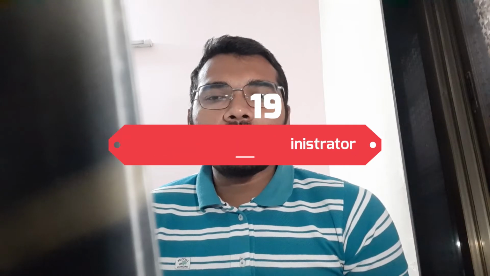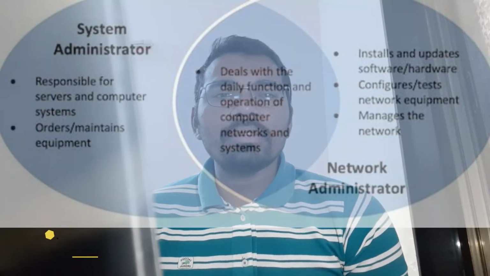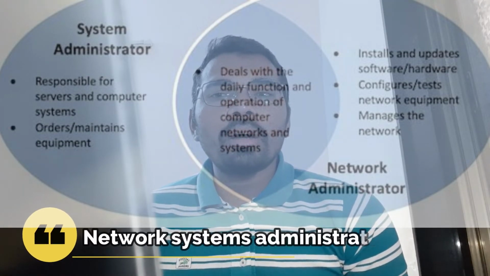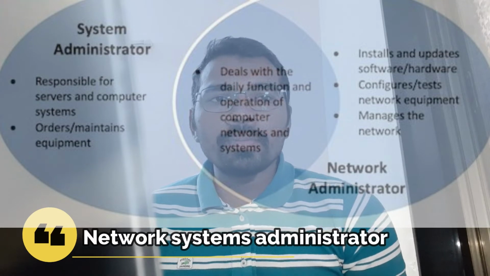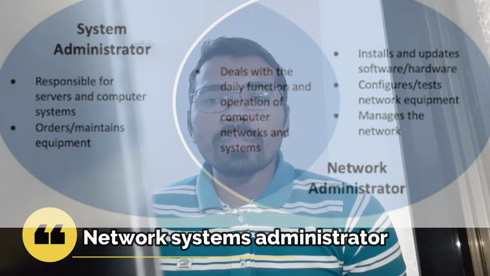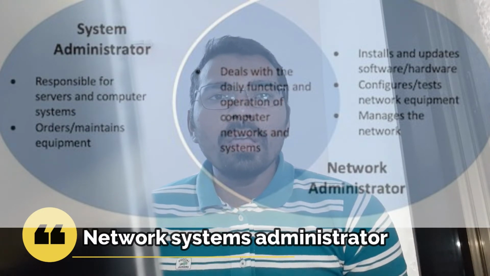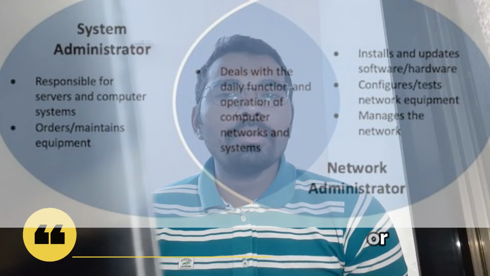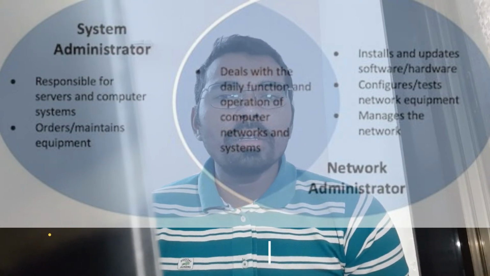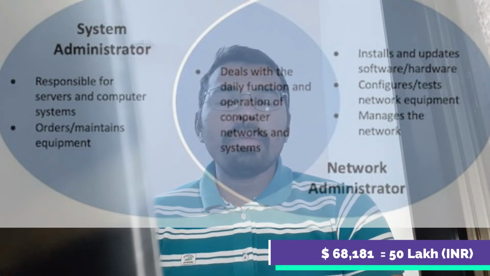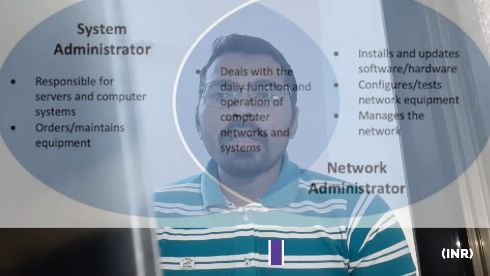Let's move on to the 19th position, and the name of that position is network system administrator. Nowadays each and every business runs on a network, so they need a network system administrator to solve that problem. Everyone knows about system efficiency and monitoring activities, and they need to troubleshoot if any issues arise. If I talk about the national average salary of an administrator, then it is around 68,181 US dollars. And if I convert it into Indian rupees, then it will be around 50 lakh rupees. Let's move on next.